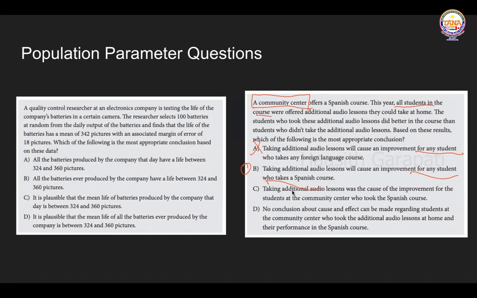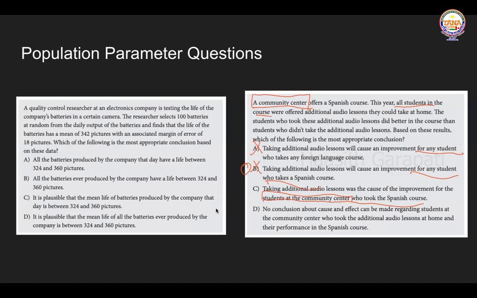Taking additional audio lessons is the cause of improvement for the students at the community center who took the Spanish course. Okay, well, it's talking about the Spanish course, it's talking about the community center, and in fact, it's a better answer than B. B is wrong because you notice how they say students at the community center and B doesn't mention the community center at all? So B is too unspecific as well. So C is the better answer.